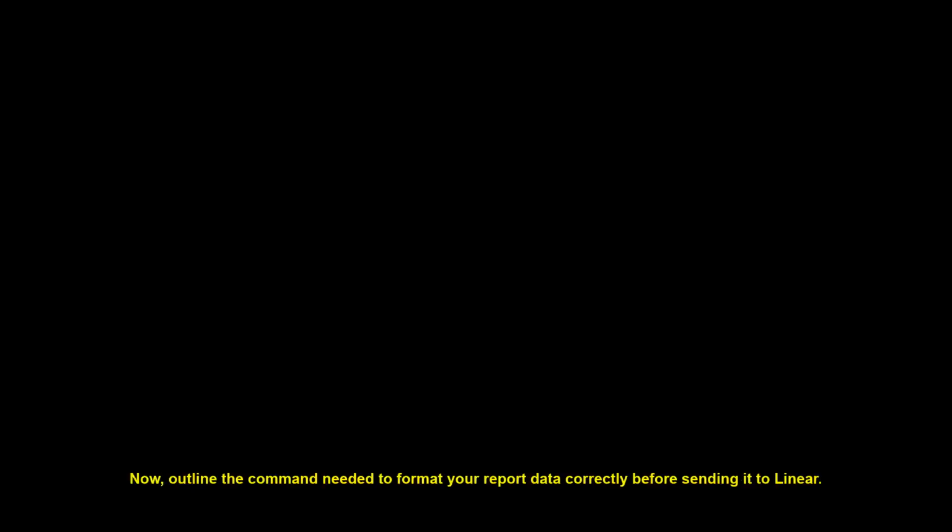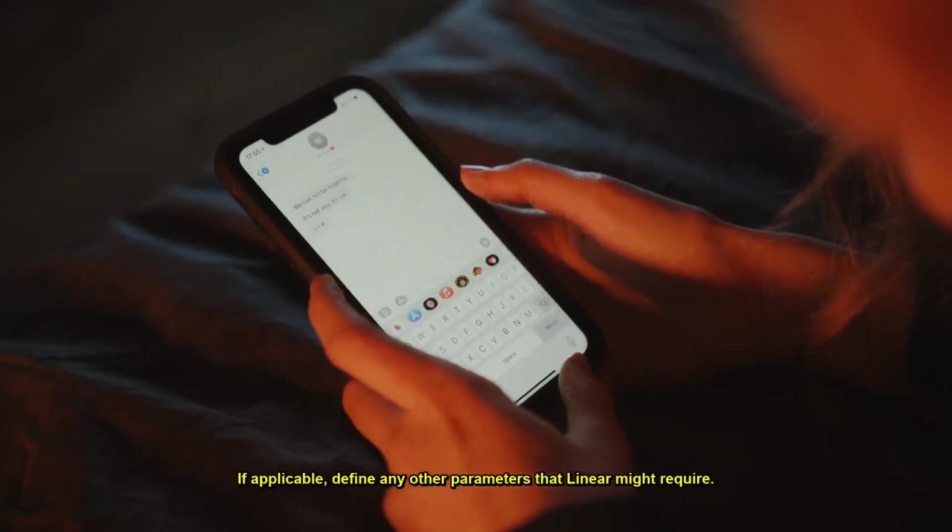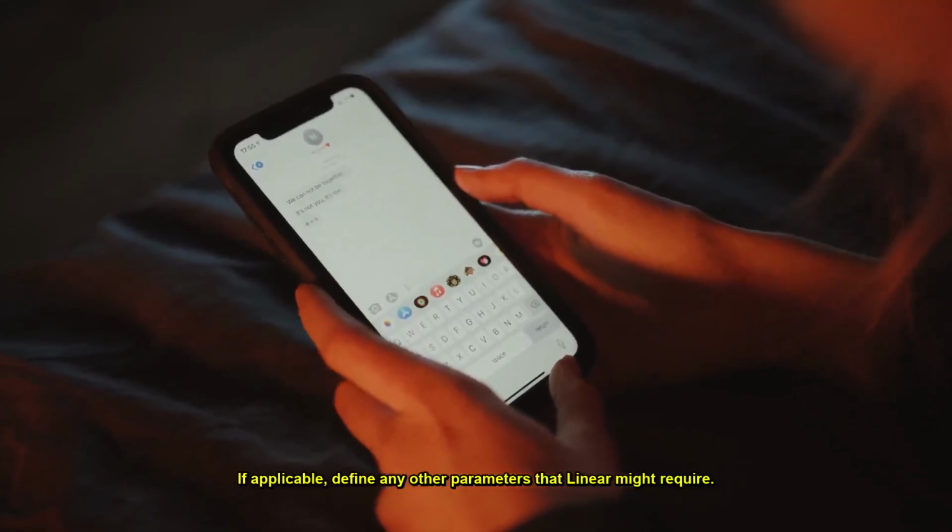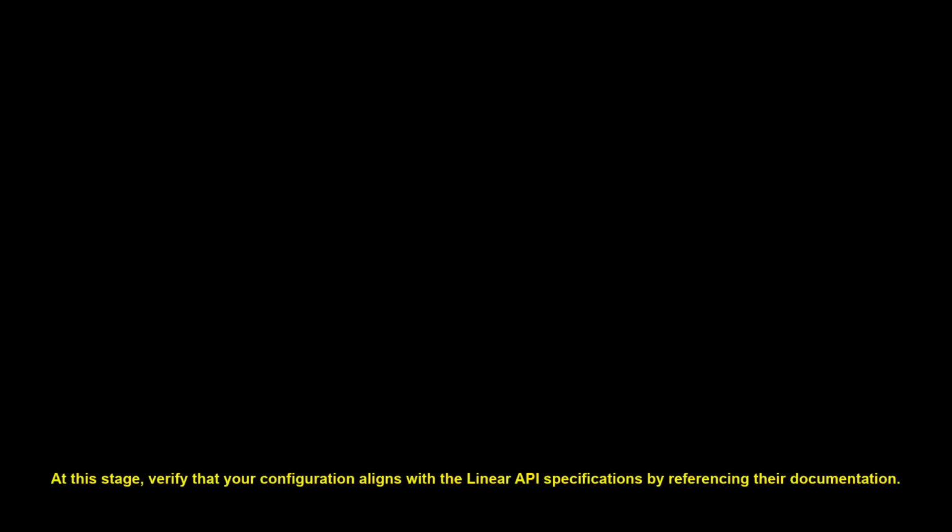Now, outline the command needed to format your report data correctly before sending it to Linear. You may choose to use a custom script or npm package to format this data. If applicable, define any other parameters that Linear might require. At this stage, verify that your configuration aligns with the Linear API specifications by referencing their documentation.